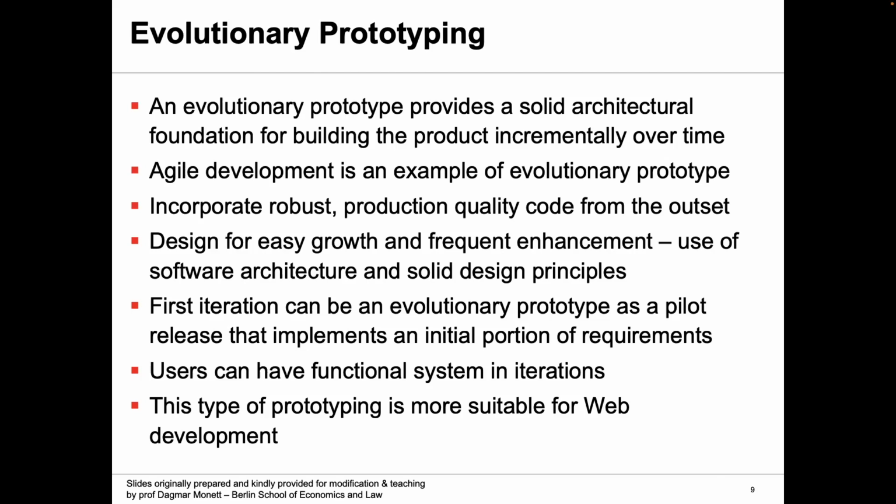The first iteration can be an evolutionary prototype as a pilot release that implements initial portions of requirements. So the first iteration can be an evolutionary prototype. So here, for example, you all know about Google Scholar, right? Now, Google also released something called Google Scholar data sets. I wonder if you have ever utilized them. I think they released it back in 2019.